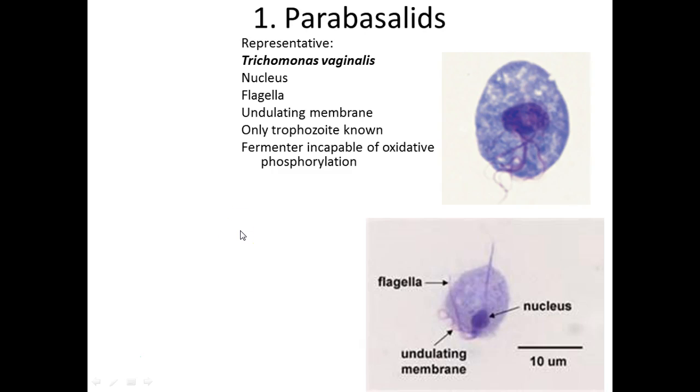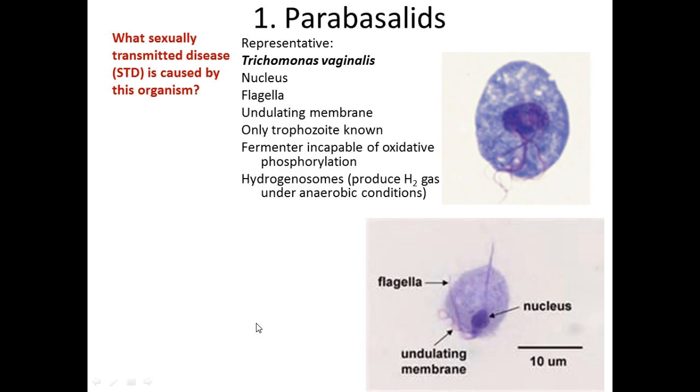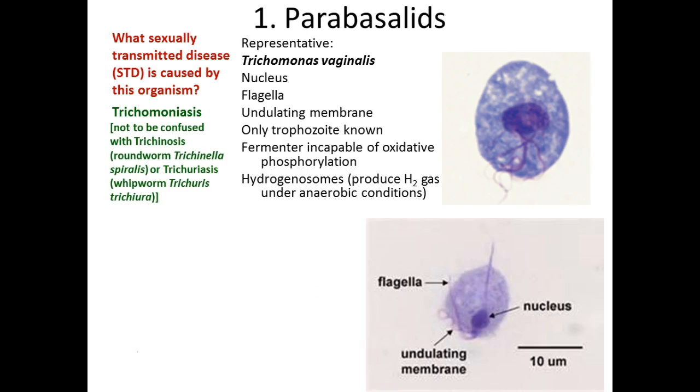They're a fermenter, so they can't do oxidative phosphorylation like we do. They have hydrogenosomes, so they produce hydrogen gas under anaerobic conditions, which is really interesting. And they can cause a sexually transmitted disease. Anyone know which one? It's commonly referred to as trichomonas, or commonly referred to as the trick. Just trick. Yeah.